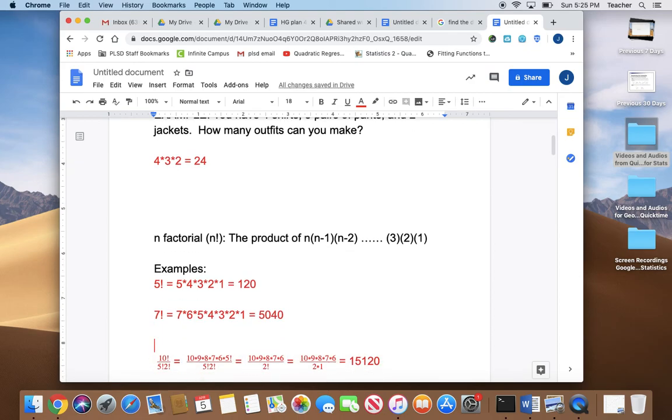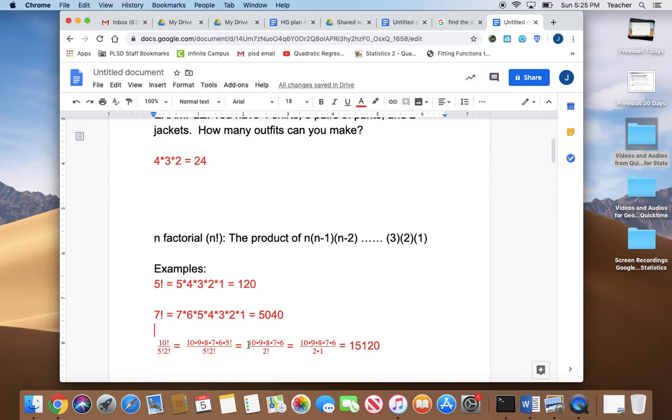Sometimes they'll ask you to solve a problem that looks like this one, where it says 10 factorial over 5 factorial times 2 factorial. So if I were going to solve that problem, I would start by writing out, okay, 10 factorial, I know that's 10 times 9 times 8 times 7 times 6 times 5 times 4 times 3 times 2 times 1. But I stopped right here at 5 factorial. I wrote it as 10 times 9 times 8 times 7 times 6 times 5 factorial. The reason I did that is because if you'll notice, I also have a 5 factorial in the denominator, so I can cancel those two.